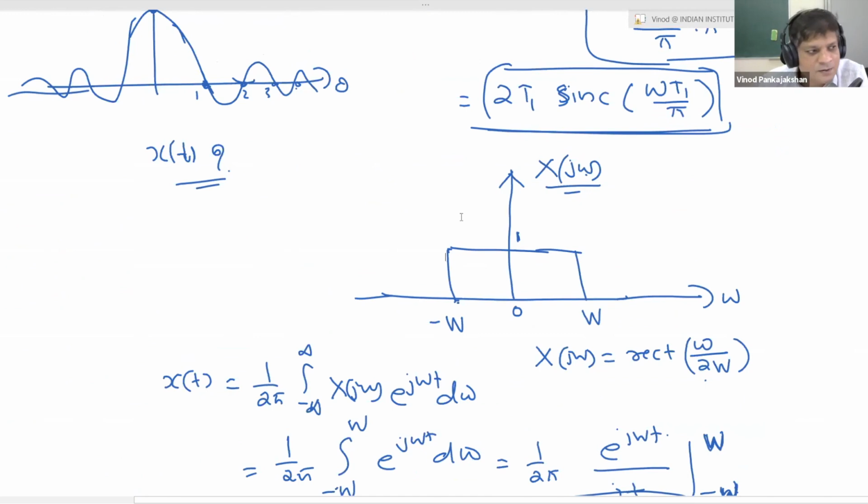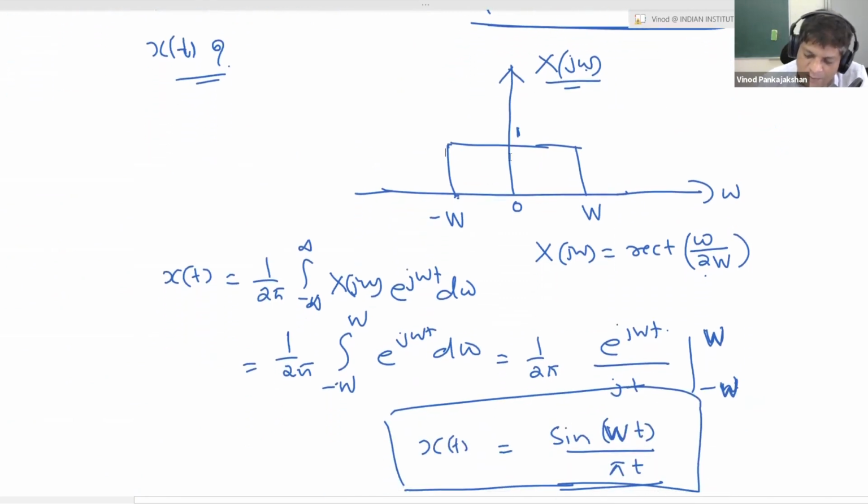Are you getting that? Sir, so here the W is the width in the omega region? Yes, W is the width in omega. So the integration is with respect to omega. This is e to the power j omega t d omega. In the inverse Fourier transform, that integration is with respect to omega for finding the time domain signal x of t.